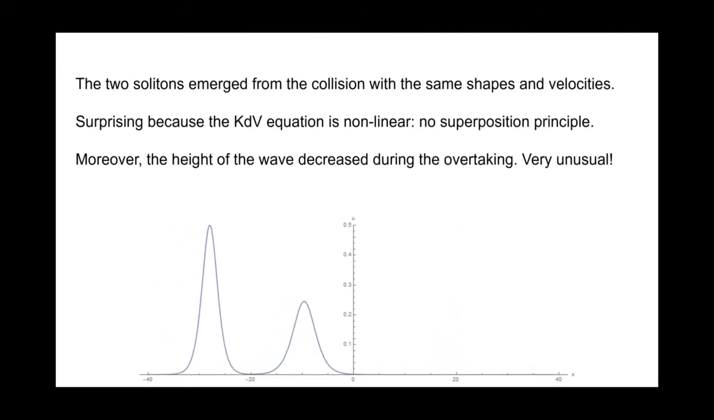So there are a couple of interesting things to observe. First of all, the two solitons indeed emerge from the collision with the same shapes and velocities, in keeping with the third defining property of a soliton. And this is quite surprising because the KdV equation is nonlinear, so the superposition principle doesn't apply. And the other interesting thing to observe is that the height of the taller wave somehow decreased while it was overtaking the shorter wave. And this is very unusual.